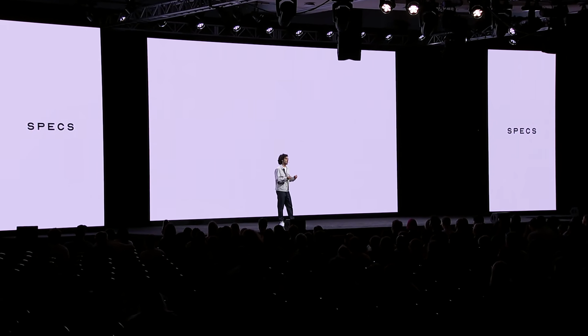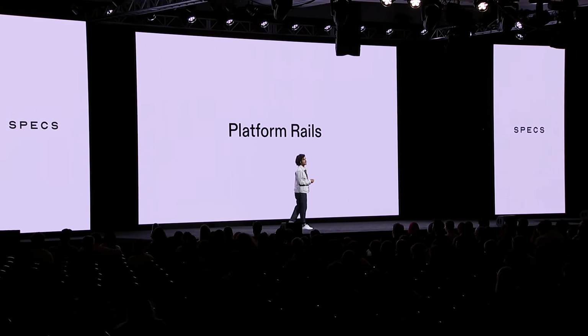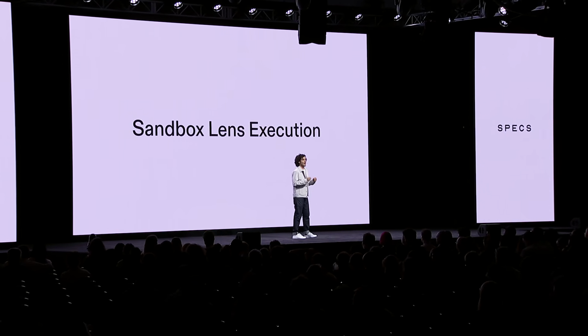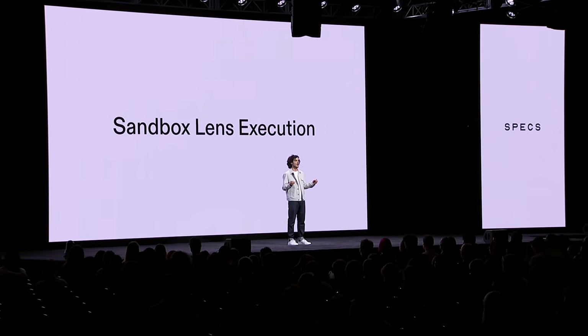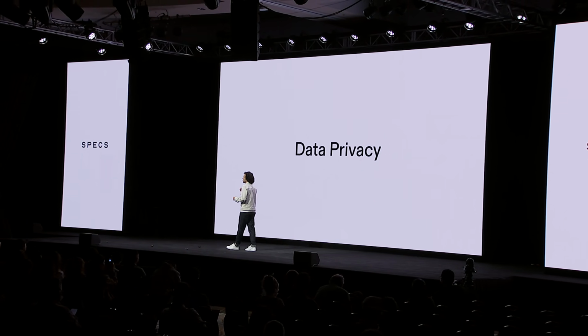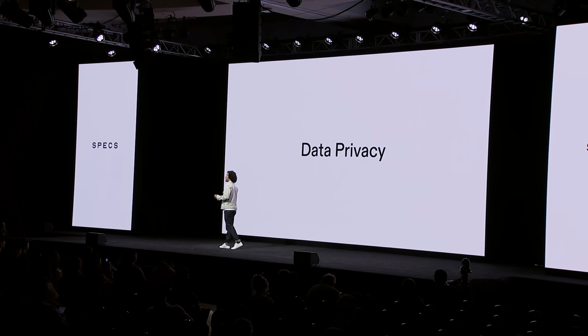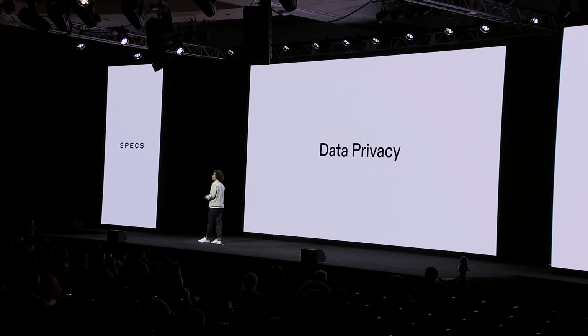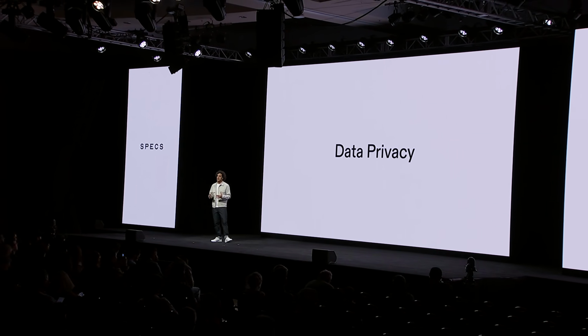We've built platform rails straight into our custom operating system and platform, starting with sandboxed lens execution. Every lens runs in complete isolation. If an agent writes an unstable loop, it's sandboxed. Your hardware remains perfectly stable. Data privacy by design. Trust is paramount. Specs explicitly prompts users before accessing camera and other sensitive data and signals access to bystanders through the front-facing LED. They also process as much as possible on device.